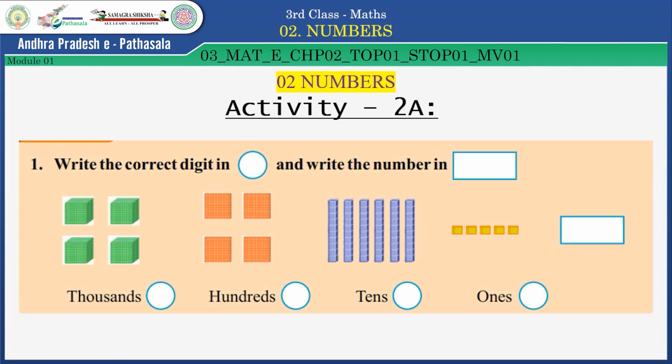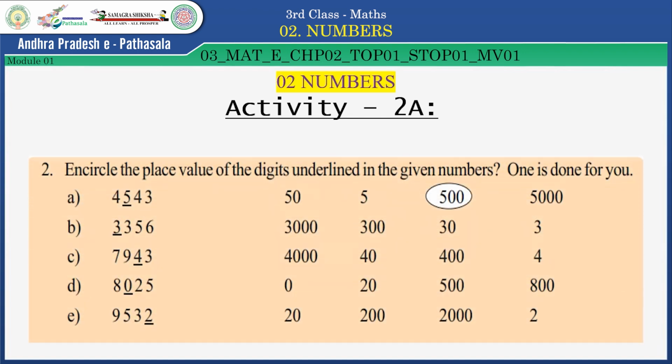Students, write the correct digit in the circle and write the number in the box. What are the digits of the number? Yes, you are right. It is 4 in thousands place, 4 in hundreds place, 6 in tens place and 5 in ones place. What is the number? Yes, it is 4465. Very good, students. Next question.